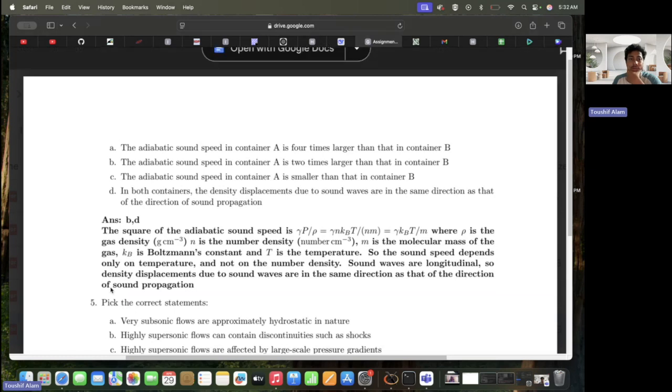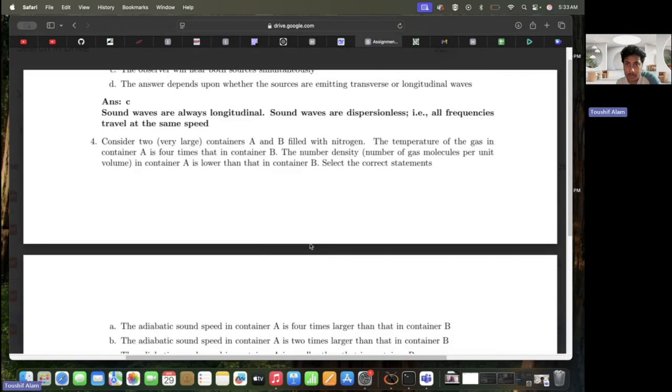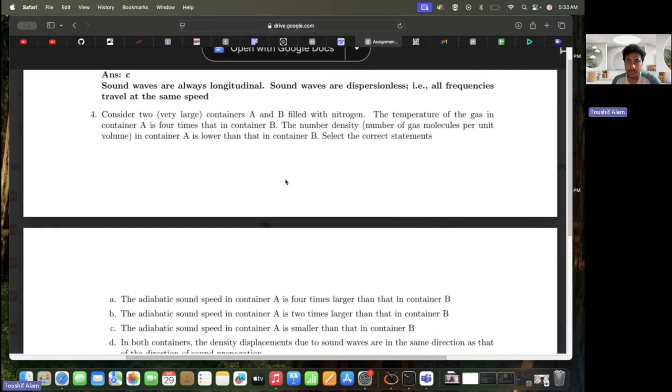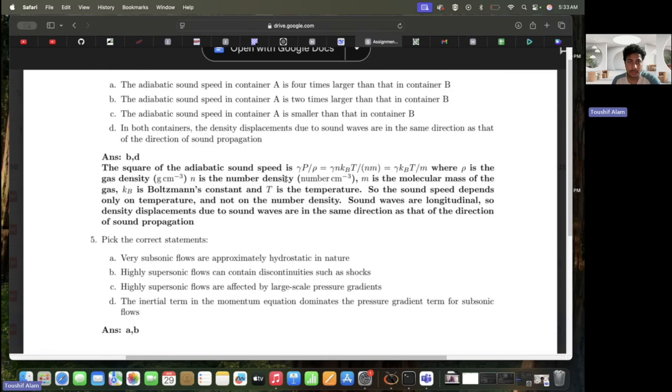Sound waves are longitudinal, so density displacement due to sound waves is in the same direction as the direction of sound propagation. So that is longitudinal. Option B, that the adiabatic sound speed in container A is 2 times larger than that in container B. Okay. In both containers, the density displacement due to sound waves is in the same direction. We have this because it is 4 times, and the square root of 4 is 2.